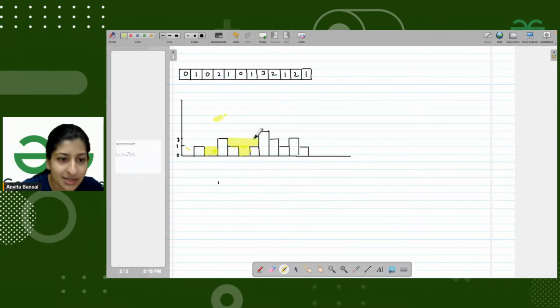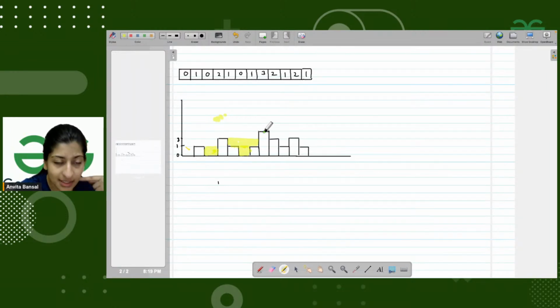Same goes with the next index, same goes with this index. This index is also asking what is the left max. It will say the left max would be height 2. What is the right max? It will be height 3. So what is the maximum height that I can store? That would be the minimum of the left max and right max, right?